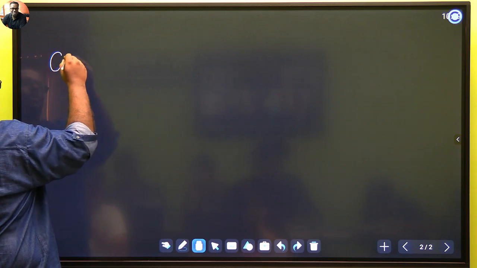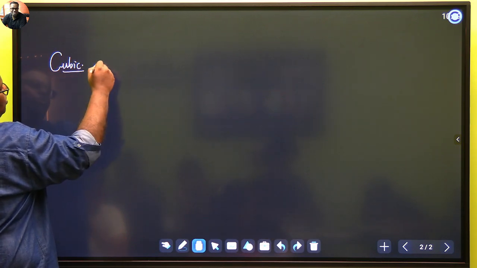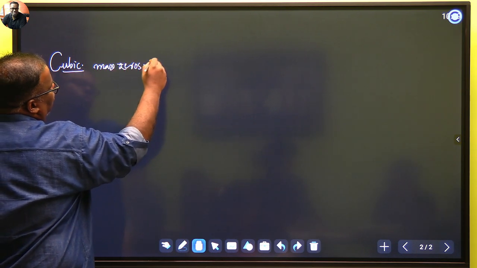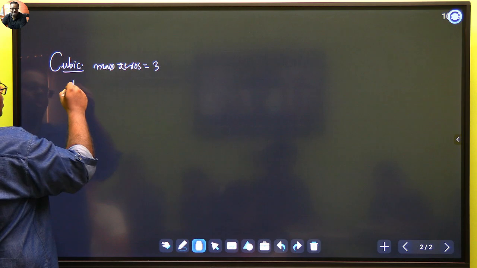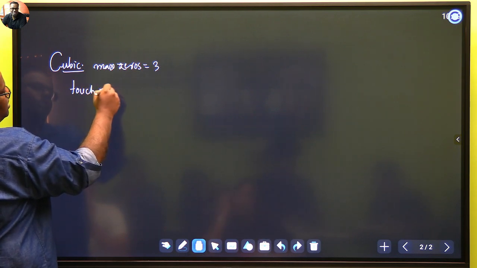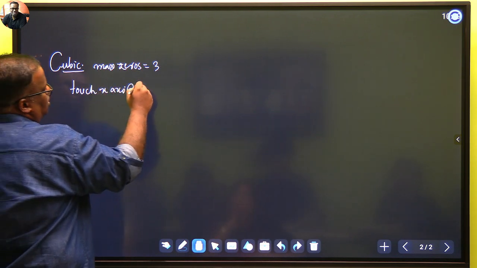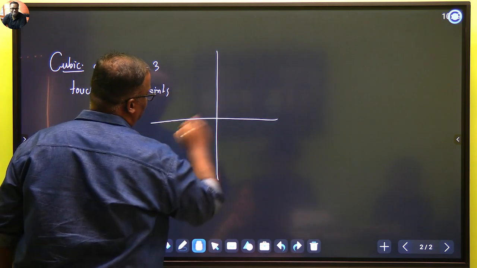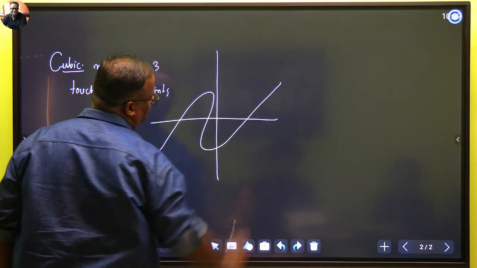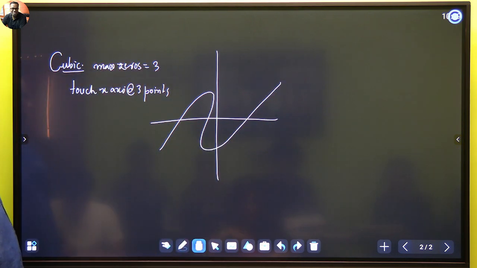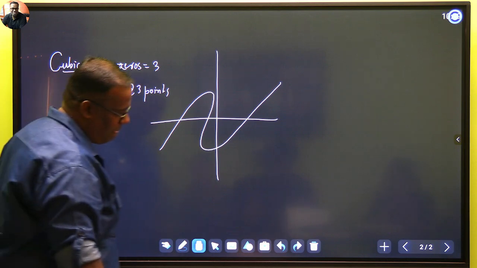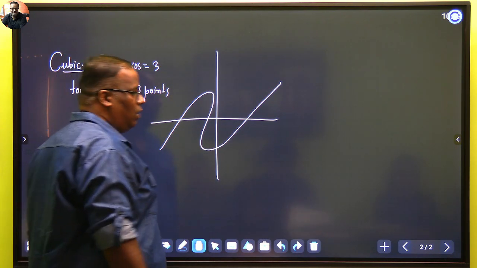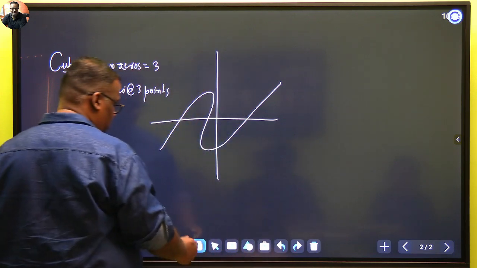So in cubic, what is the maximum number of zeros? Max zeros are equal to 3. Therefore, a cubic polynomial will touch the x-axis at 3 points. Just remember this much, nothing more. If the graph touches once, twice, or three times, this is a cubic polynomial. Okay. Are we done? Very good, let's move ahead.